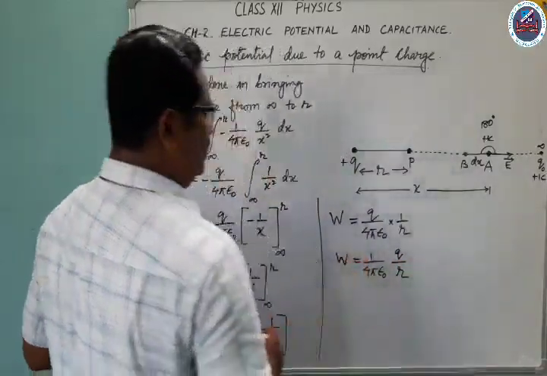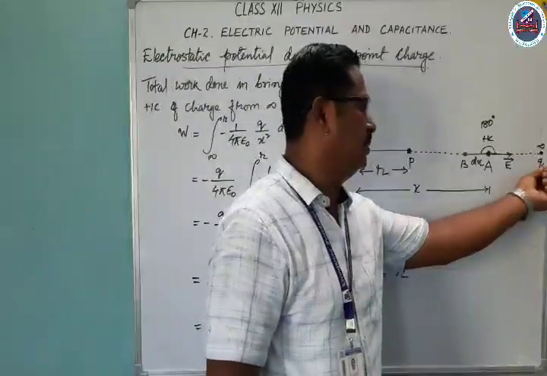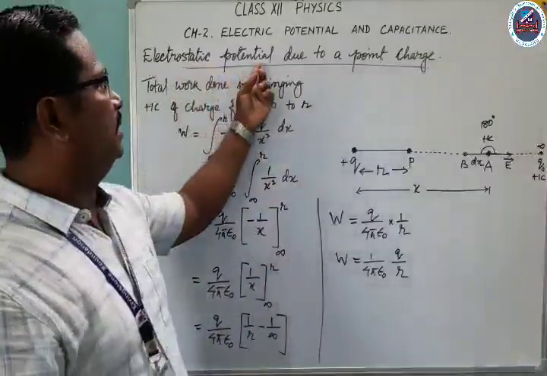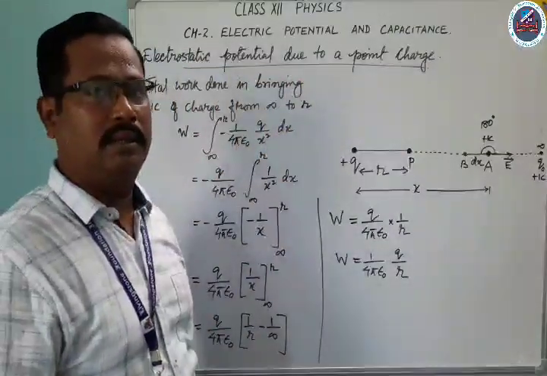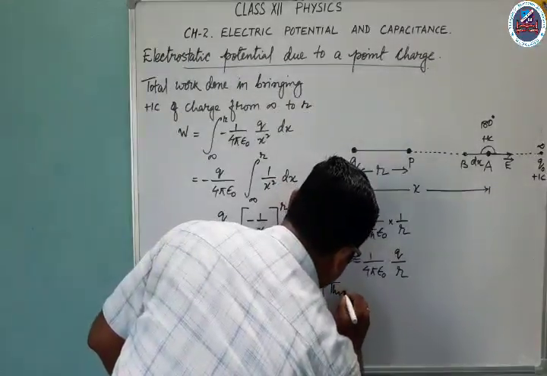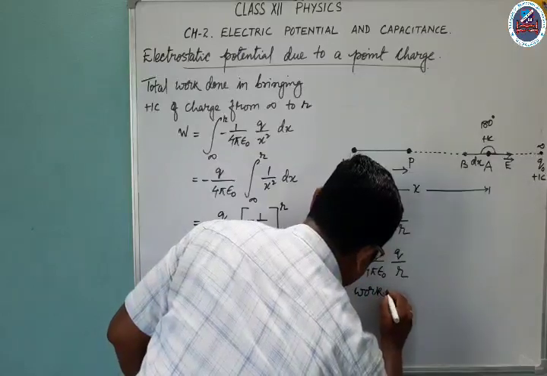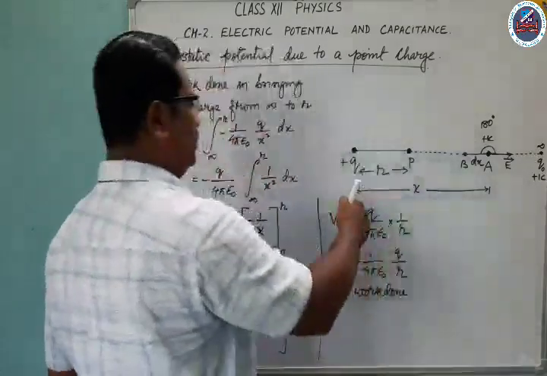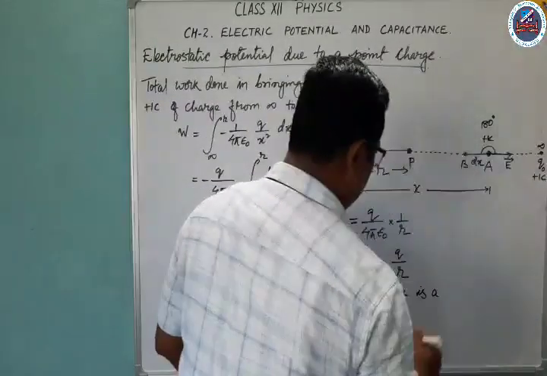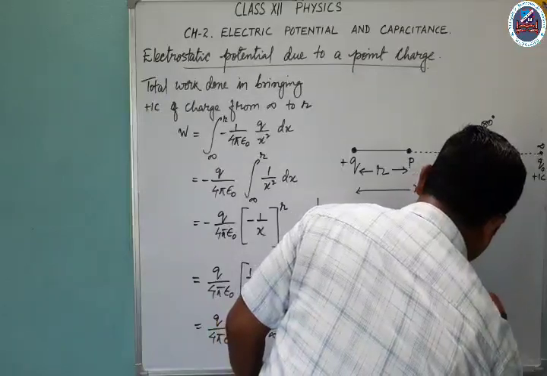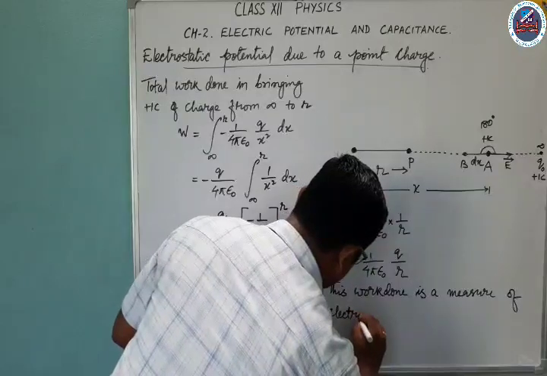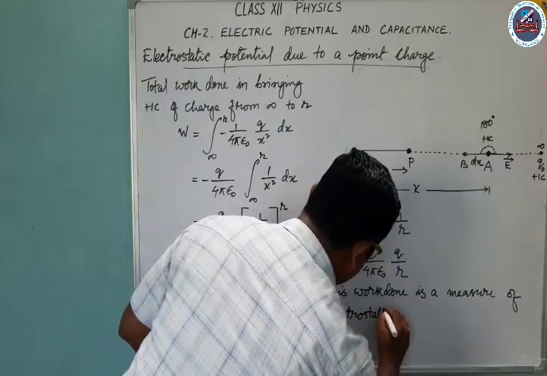This work done, the work that we have done to bring the charge from infinity to this point, is a measure of electrostatic potential due to a point charge. So this work done gets stored in the system as potential energy. Measure of electrostatic potential.